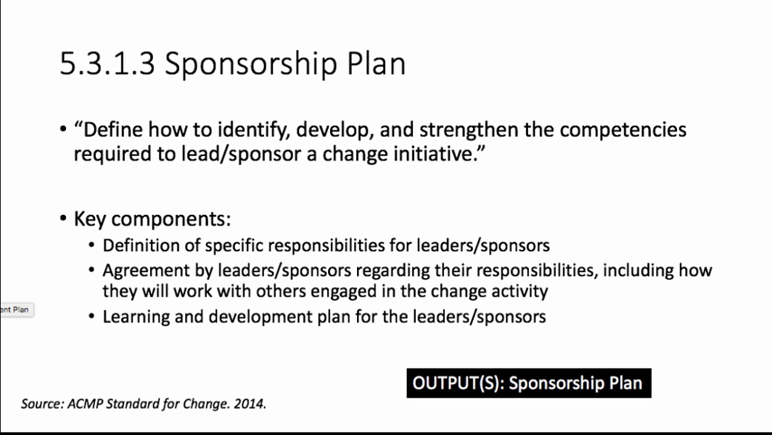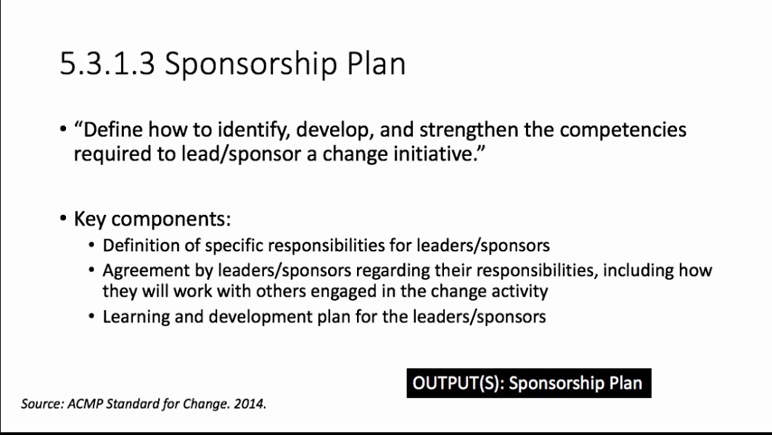Sponsorship plan defines how to identify, develop, and strengthen the competencies required to lead sponsor a change initiative. This plan builds awareness, establishes understanding, and defines a leader-sponsor core responsibilities in a change management activity. If a sponsor is resistant to any of the responsibilities, then these issues must be addressed in the early stages.